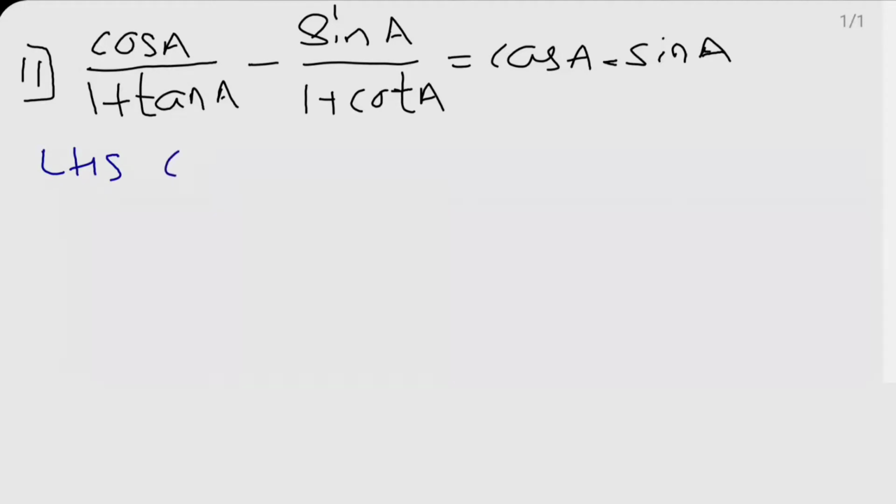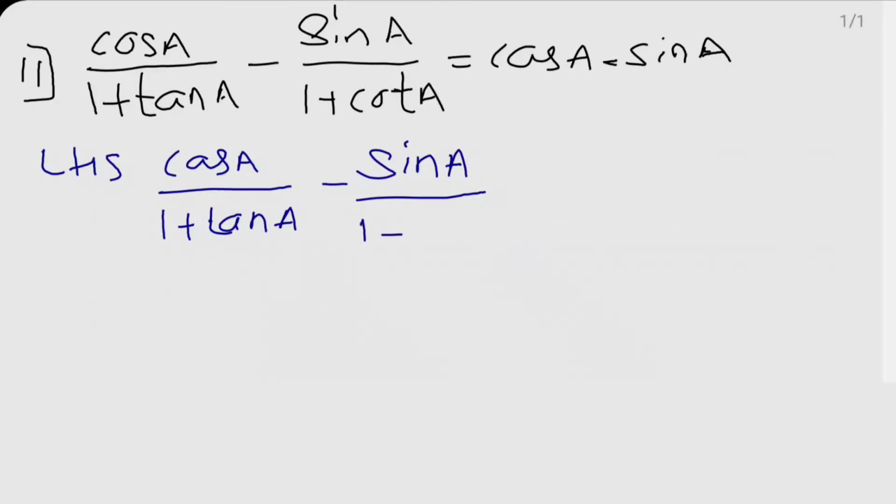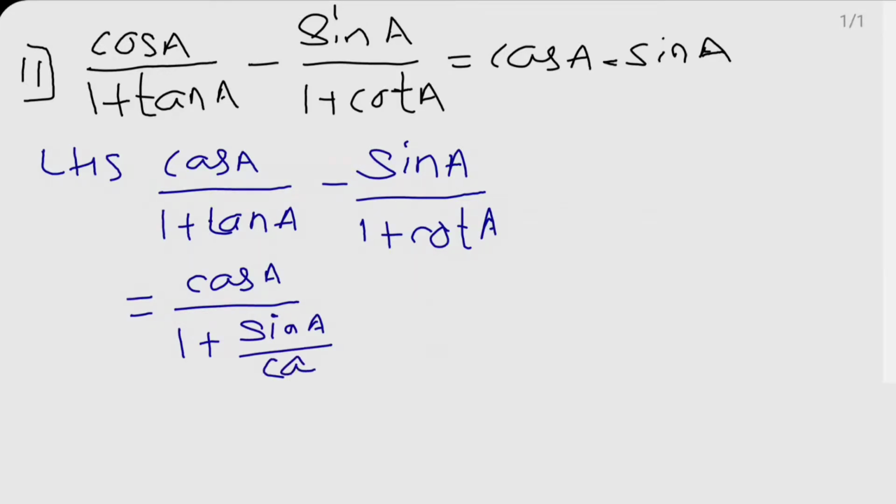LHS is equal to cos A divided by 1 plus tan A minus sin A divided by 1 plus cot A. So using this LHS we want to prove RHS, that is cos A minus sin A. So now here, write down cos A as it is, divided by 1 plus tan A, we can write sin A divided by cos A, and minus as it is, sin A divided by 1 plus cot A, we can write cos A divided by sin A.